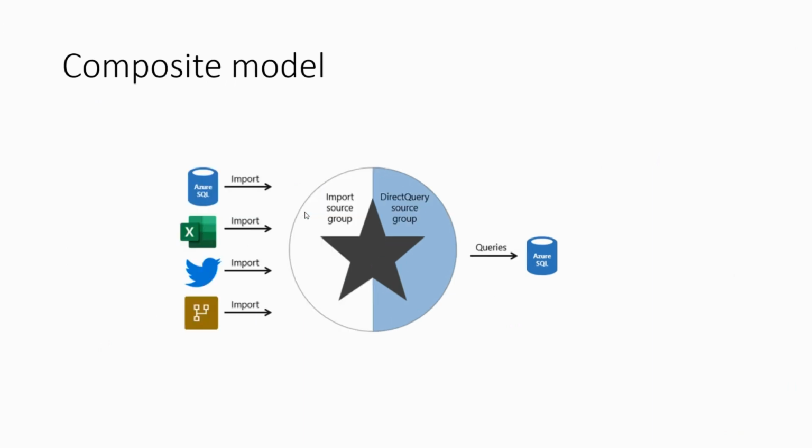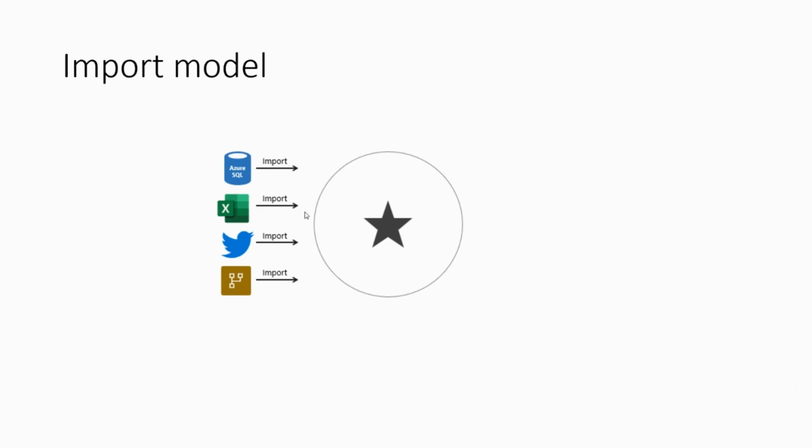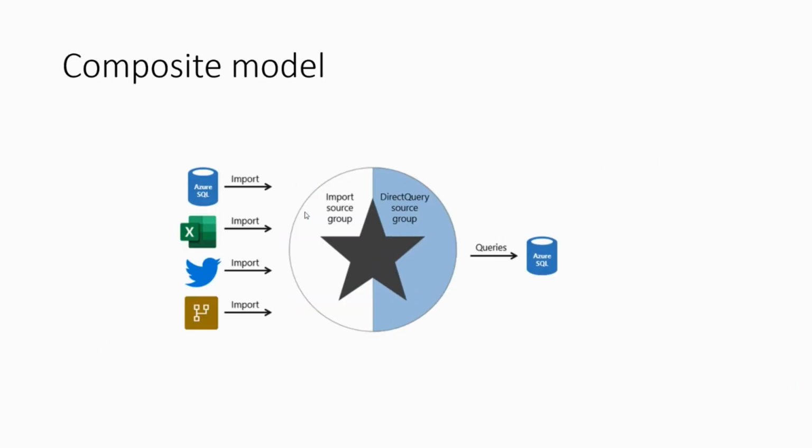Coming to the composite model, as I explained, it's a combination of both. Certain resources will be import, and certain resources will be direct query. You can combine these two. Coming to the import model, whenever you are importing, it should be a group of things from one source system. If I'm connecting to a SQL database, it is one group; if I'm connecting to a different source system, it is another group. But in the composite model, we can combine different groups of systems. That's the beauty of the composite model.